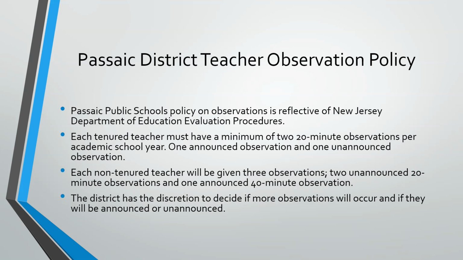The Passaic Schools policy on teacher observation is reflective to that of the New Jersey Department of Education evaluation procedures. Each tenured teacher will undergo two observations, each lasting a minimum of 20 minutes, while non-tenured teachers will undergo a minimum of three observations, two lasting a minimum of 20 minutes, and one lasting a minimum of 40 minutes. The district has the discretion to observe any teacher more than the state minimum and may decide if the additional observations will be announced or unannounced.